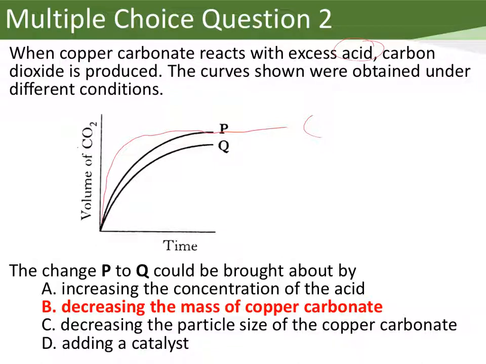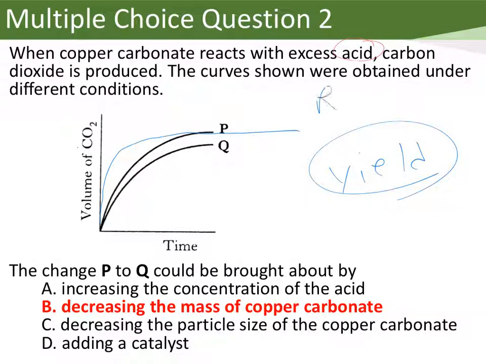And then D, adding a catalyst. Adding a catalyst would make it go faster initially, but it would also finish at the same amount because a catalyst doesn't have more yield. So we have to think about yield here with these type of questions, and we have to think about rate. So yield, of course, goes back to stoichiometry from topic 1. Stoichiometry is everywhere.